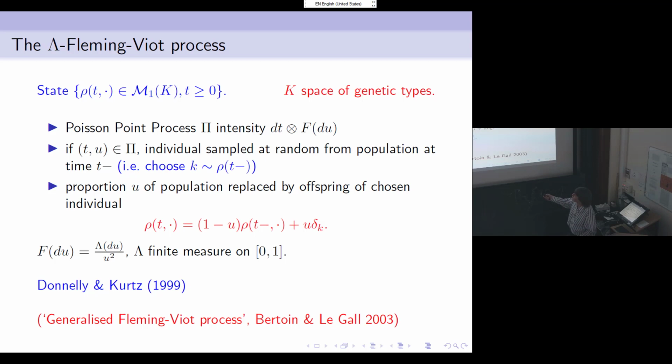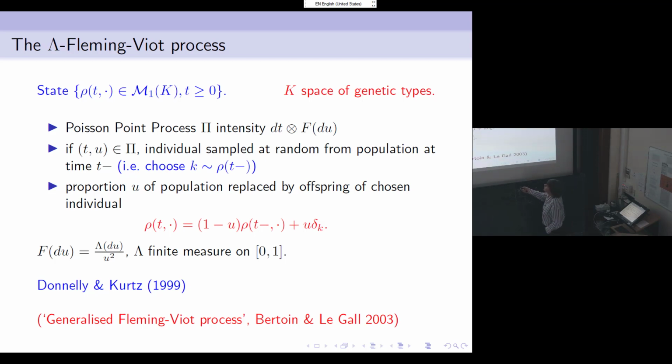And how does that work? Well, first I need a state space, and up to now our state space of genetic types has tended to be little a, capital A, but it could be anything. Indeed, we took it to be the infinitely many alleles model, which you could think of as being the unit interval in the Wright-Malécot formula. And the state of our Lambda-Fleming-Viot process is going to be a probability measure on that type space. So in the simple case of little a and capital A alleles, it would just be the proportion of individuals that are little a. So K here is the space of genetic types, M1 means probability measures.